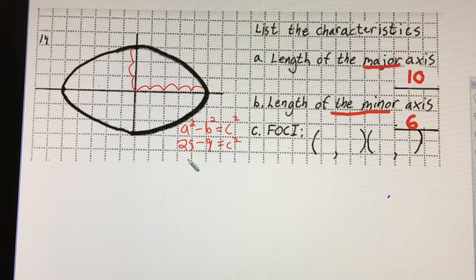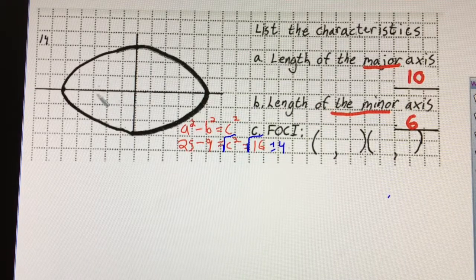Now that's going to equal c squared. 25 minus 9 is 16. To find the value for the foci, I need the square root of c squared, and I need the square root of 16, and that's going to give me a value of plus or minus 4. So from the center, I go left 4 and right 4, because it's going to be along the major axis for the foci. 1, 2, 3, 4. That's my leftmost focus. 1, 2, 3, 4. That's my rightmost focus, so the values are going to be negative 4, 0, and 4, 0.